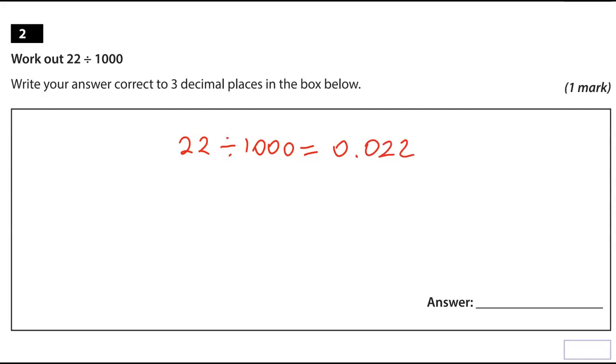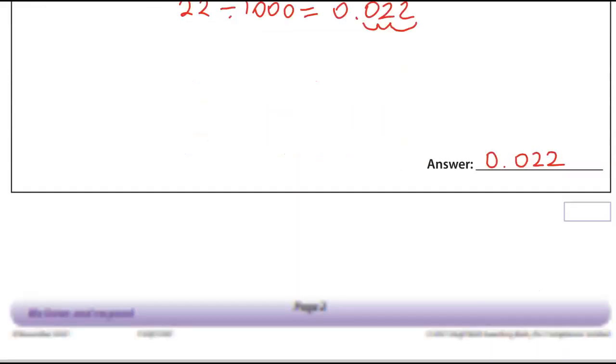0.022. So we've got to give the answer correct to 3 decimal places, but the answer already has 1, 2, 3 decimal places, no more than that. So we don't need to round. All we need to do is just write the answer as it is. So 0.022, as it is already correct to 3 decimal places.